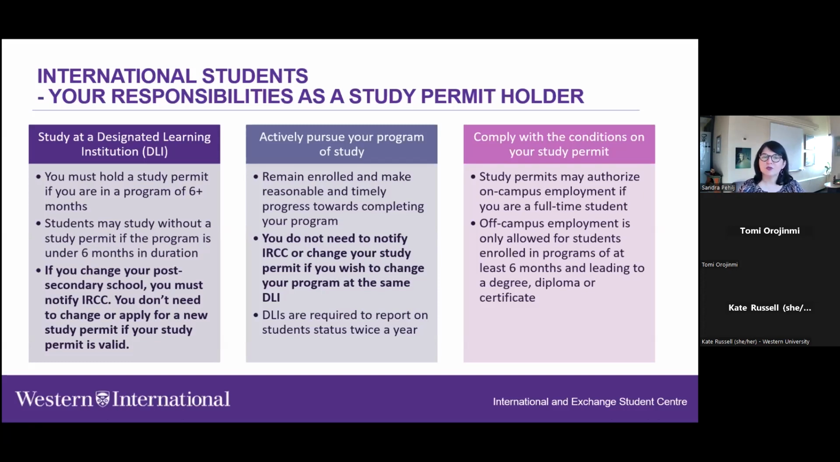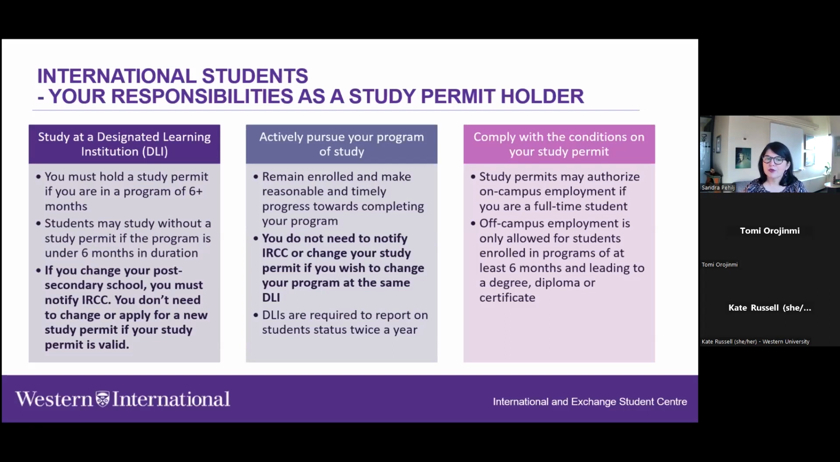International students' responsibility is to actively pursue studies, so remain enrolled and make reasonable and timely progress toward completing the academic program. You do not need to notify IRCC or change your study permit if you wish to change your program at the same designated learning institution. So, for example, if you switch from social science to science or health sciences or engineering, you do not need to inform immigration. Your study permit will continue to be a valid document.